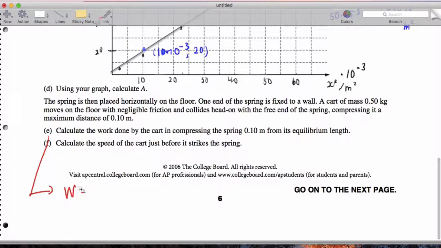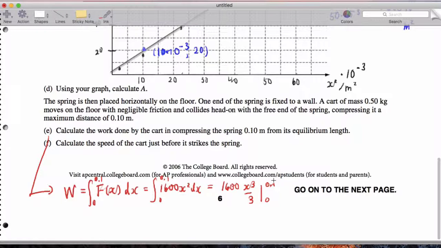The work here is going to be the integral of F of x dx from 0 to 0.1. And in this case, that's going to be 1,600 x squared dx integrated from 0 to 0.1. So that's going to give us 1,600 x cubed over 3 from 0 to 0.1. When I actually calculate that out, I'm getting about 0.53 joules of work.